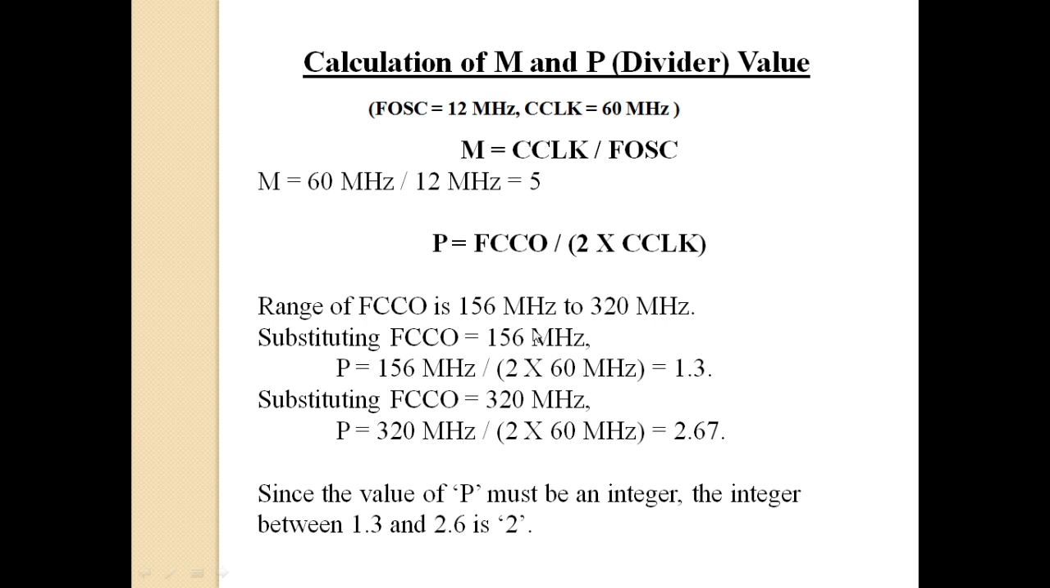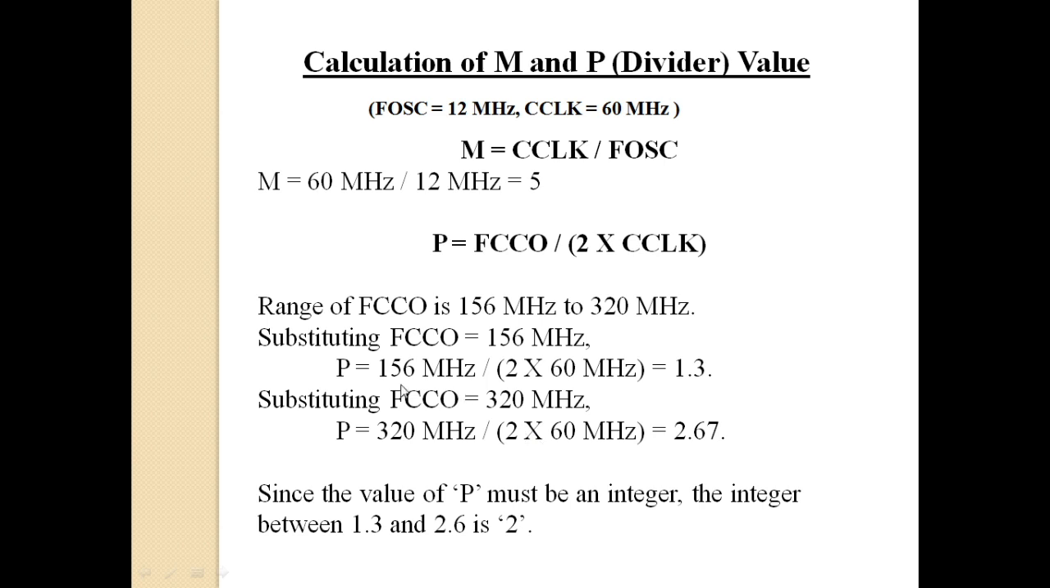So first, what will you do? First you will substitute 156 in this equation. So P equals 156 by 2 into CCLK. The desired clock, CCLK, the core clock, is 60. So you will get 1.3. Similarly, instead of 156, you will substitute FCCO as 320. So 320 by 2 into 60, and you will get 2.67.